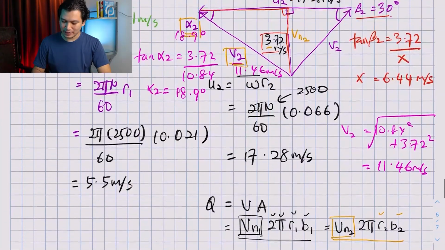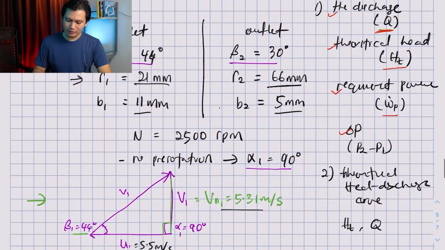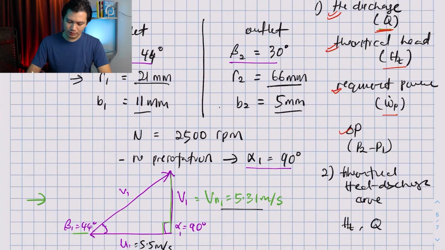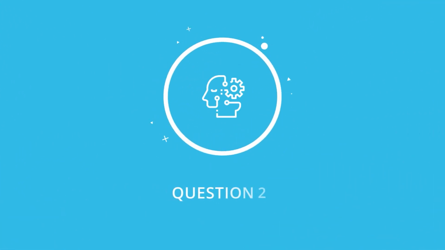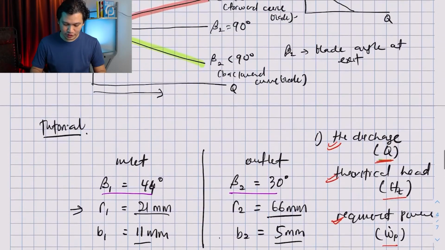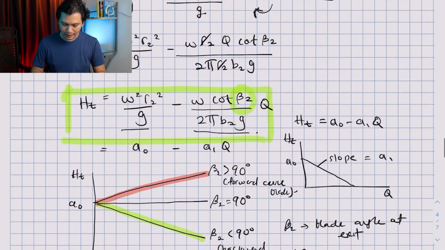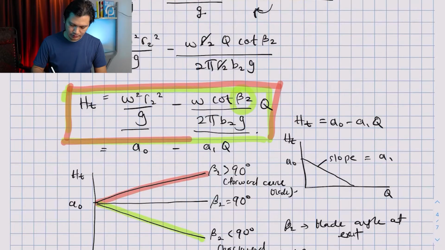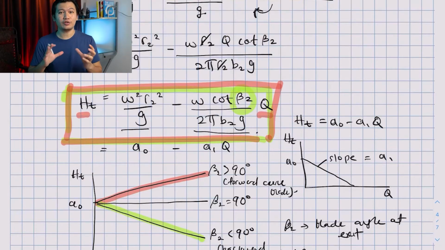Okay, you're on fire now, guys. So what you have done now is question 1, question 2, question 3, and question 4. Okay, and finally, we are to find the theoretical head discharge curve. Alright, and for this we need the equation as usual. Okay, and this is our equation for the curve. So you have the HT and you have the Q. You want the relationship of HT in terms of Q, right?